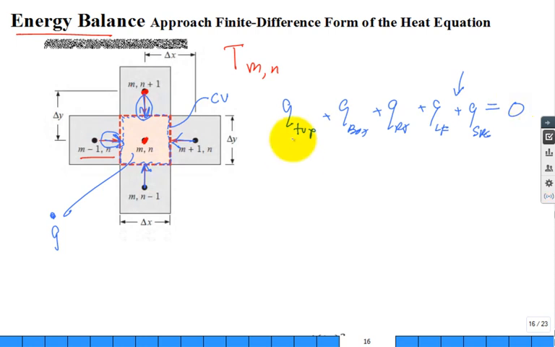Okay, how would you approximate Q from the top? Well, you'd say, I like the equation kA over L. Then I have the temperature at the top here, it's T(m, n+1) minus the temperature T(m, n).